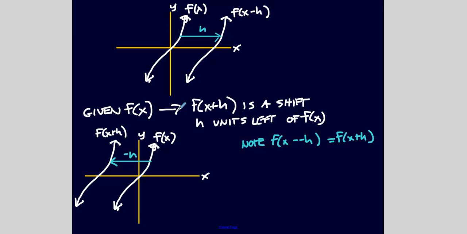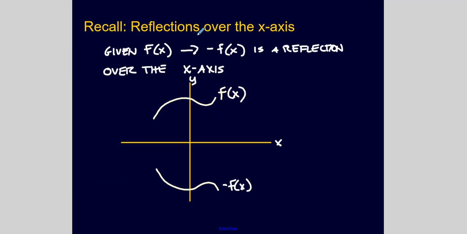Likewise, given f of x, f of x plus h is actually a shift of h units left. Notice that f of x minus negative h, in fact, is f of x plus h. So we're shifting it left. So we start here, we shift it left h units. Okay. Then recall reflections over the x-axis. Given f of x, negative f of x is a reflection over the x-axis. So here is f of x, here's like a mirror, and negative f of x is a mirror image of f of x over the x-axis.